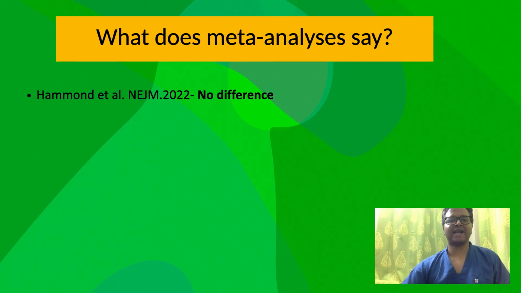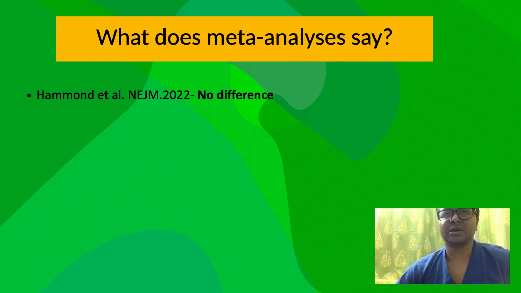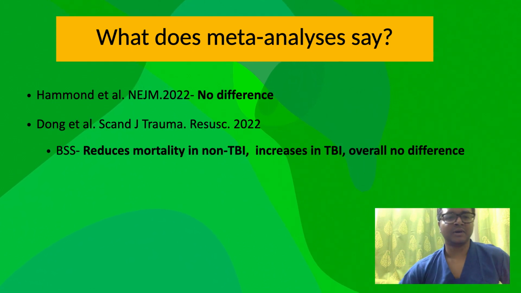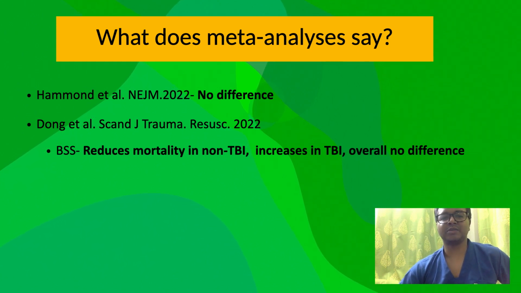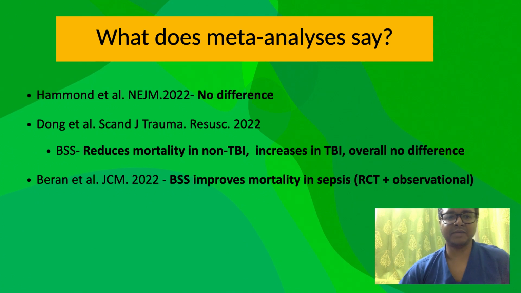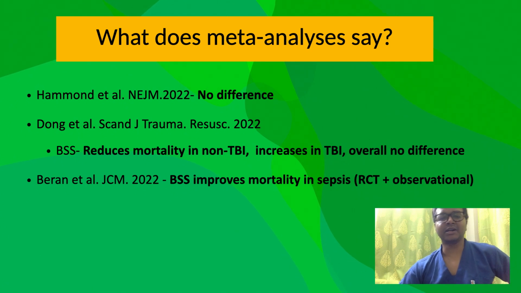The first one was by Hammond et al., which showed that there was no difference in resuscitation between normal saline and balanced crystalloids. Dong et al. went deeper and said that balanced salt solution actually reduces mortality in non-TBI patients when compared to normal saline, but it increases mortality in TBI patients, and hence there is no overall difference. And finally, Beran et al. did this meta-analysis only for sepsis patients, and they concluded that balanced salt solution improves mortality in sepsis.